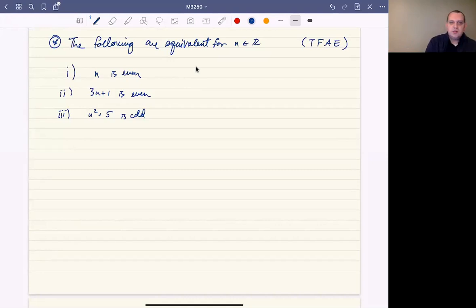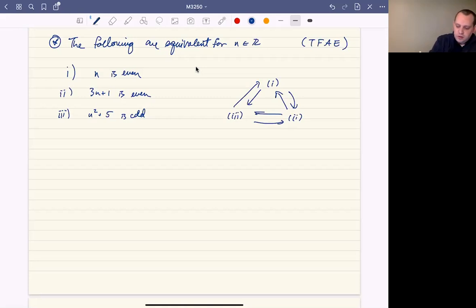So what we need to do is show that each of these statements implies each other. At its heart, we really have 6 implications that we want to prove: 1 implies 2, and 2 implies 1, and 2 implies 3, and 3 implies 2, and 1 implies 3, and 3 implies 1. So we have 6 things to show, but we can sometimes get away with fewer.